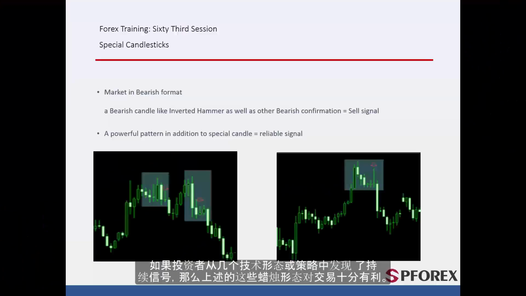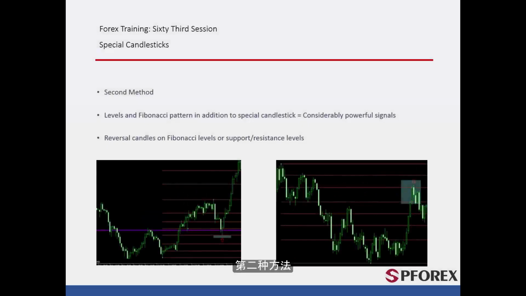If a trader detects continual signals from some patterns or strategies, then the mentioned candle pattern can be beneficial for a successful trade. Second method. A trader can detect buy or sell spots via levels. For example, on the left graph, a level can be drawn which has significant effects on market trend.